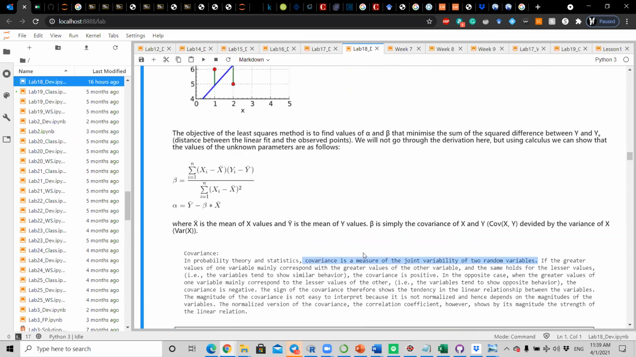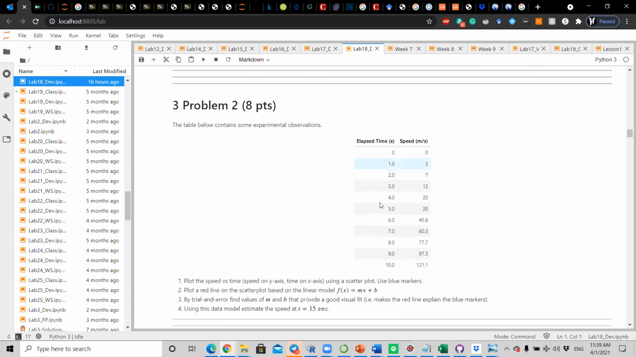For example, let's have a look at these two sets of numbers. Would you say that the greater values of a speed are happening at the greater values of time? Yep. Would you say that the smaller values of a speed are happening with the smaller values of time? Mm-hmm. This means a positive covariance.